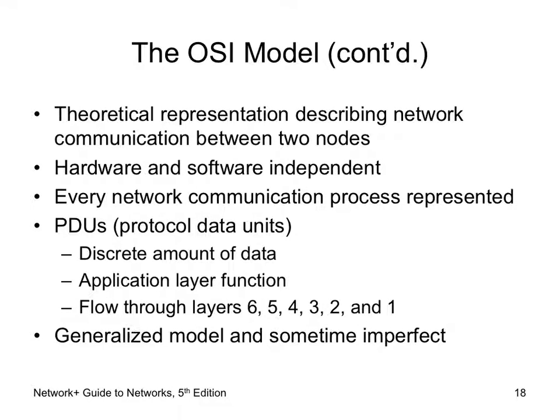You have to have at least two nodes for this to work. It's hardware and software independent. Every network process is represented. It has what are called PDUs, which are protocol data units. A PDU is a discrete amount of data, an application layer function, and it flows through the different layers of the OSI, which would be 6, 5, 4, 3, 2, and 1. It's a general model, and it's imperfect, for sure.